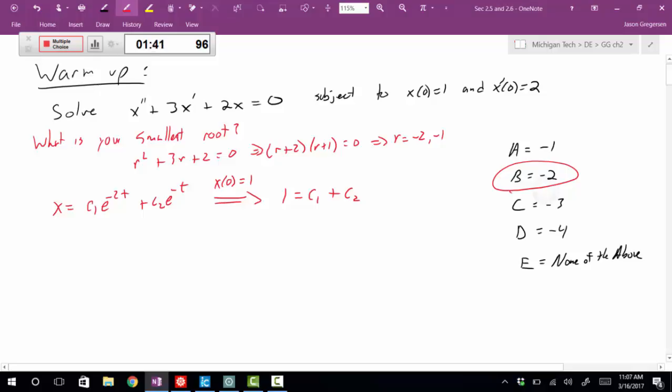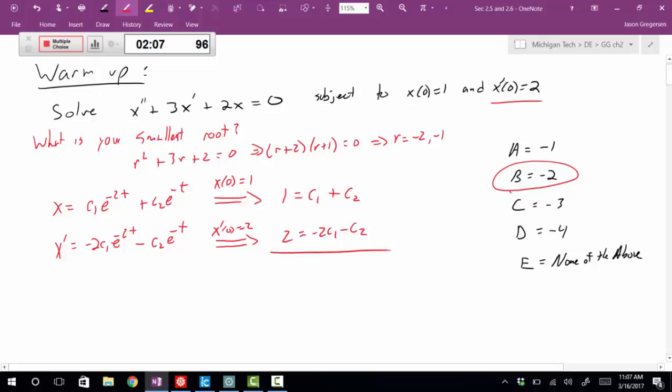But now I got to apply my second condition. That's applied to the derivative here, x prime. So I have x, I can calculate x prime to be negative 2c1 e to the negative 2t minus c2 e to the negative t. I can then apply my condition to that, x prime of 0 equals 2, to get 2 equals negative 2c1 minus c2.